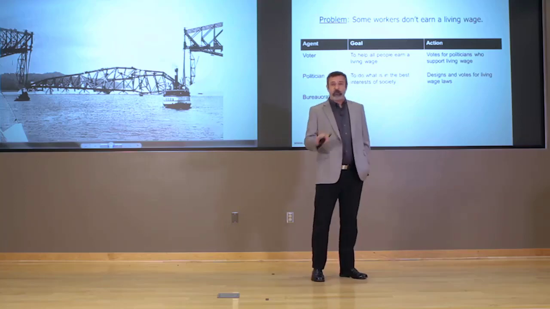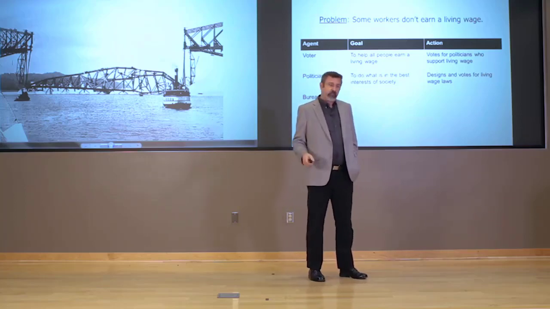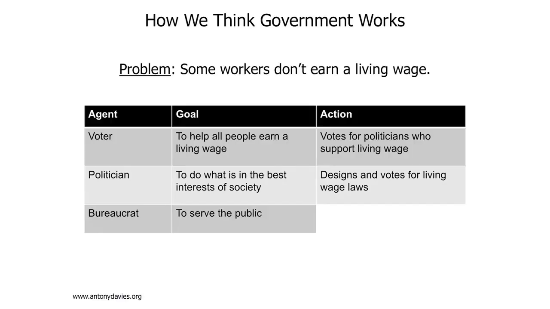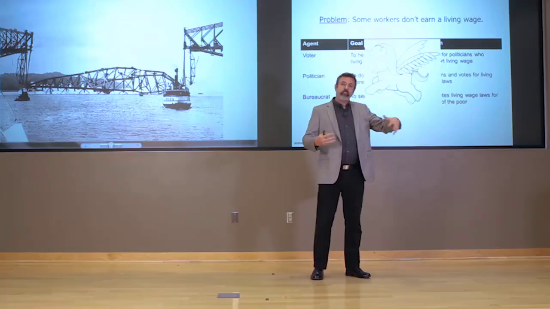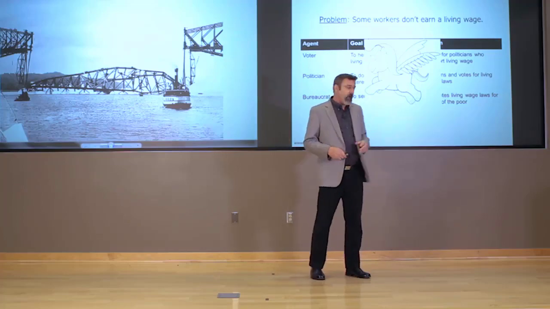Then finally we have the bureaucrats, who we call the public servants. Their goal, we imagine, is to serve the public. And the way they go about serving the public in this instance is by executing these living wage laws for the good of the poor. And what we imagine happens is unicorns and rainbows, all these wonderful things that will occur if we simply say to the government, fix this problem.